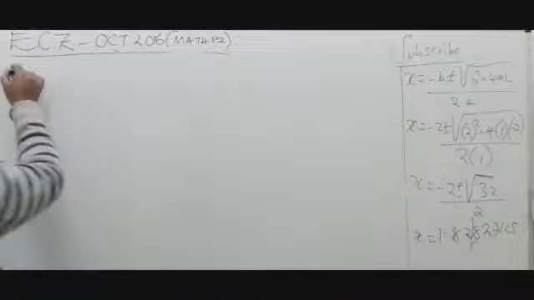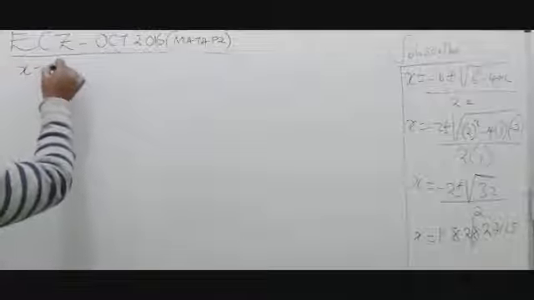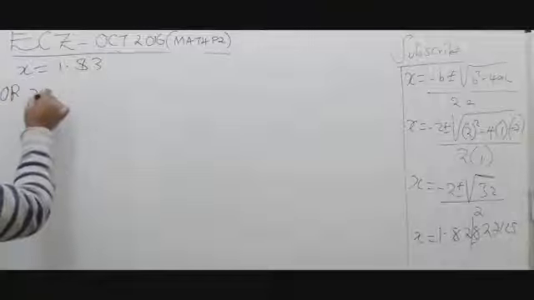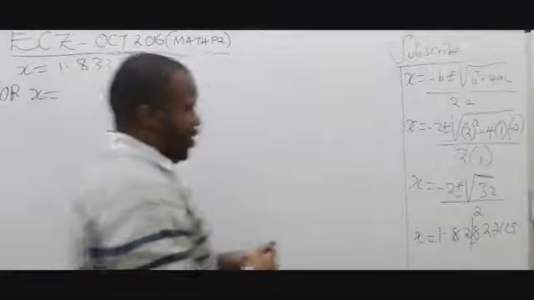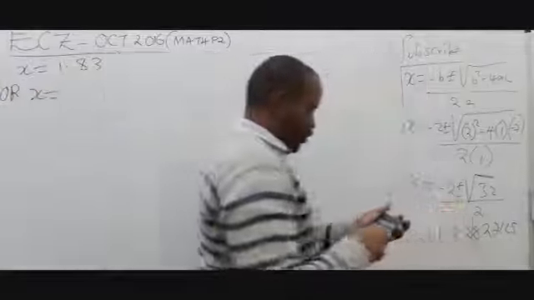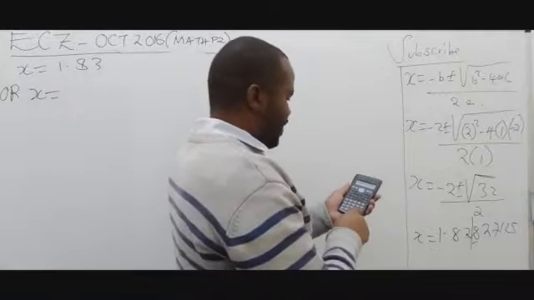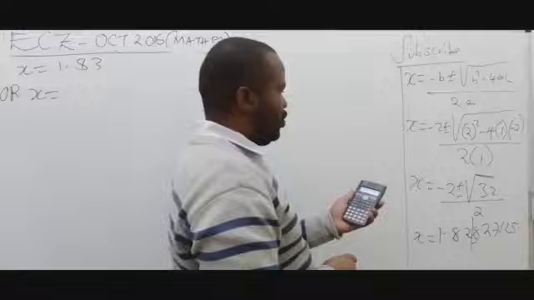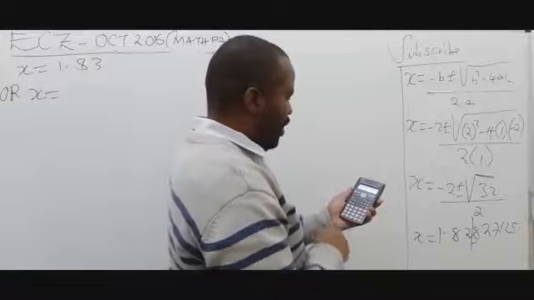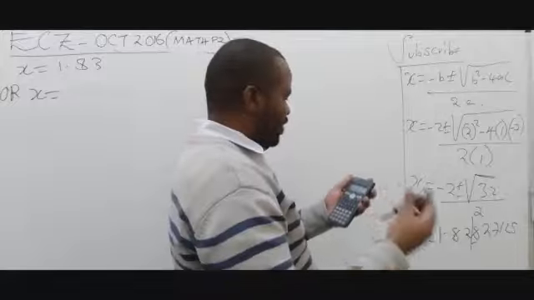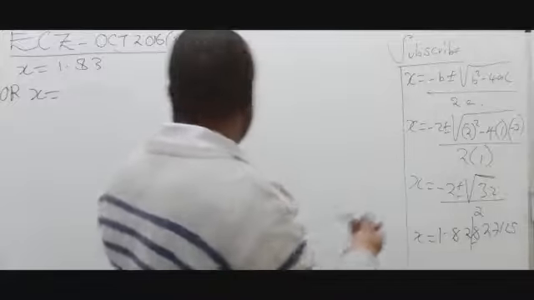So you have x is equal to 1.83, or x is equal to, again you come and pick here, you use the negative. So you're going to say negative 2 minus the square root of 32, divided by 2. Because you don't have that luxury of time in an exam to start writing a lot of steps.